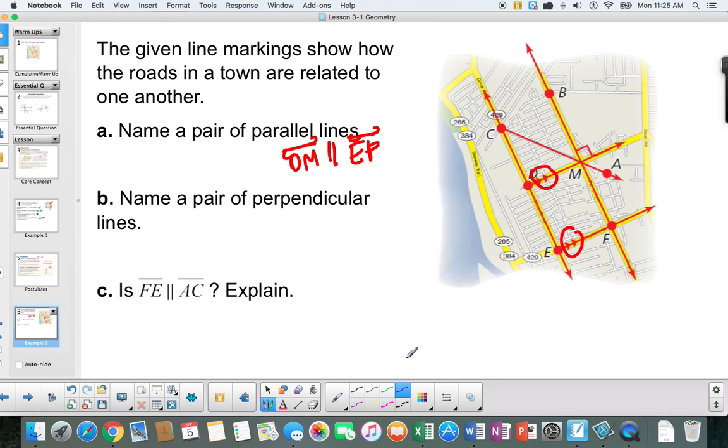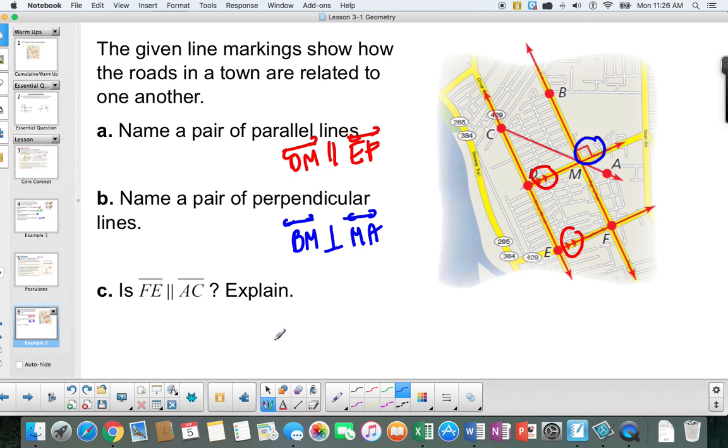Now I'd like to name a pair of perpendicular lines. Perpendicular, I'm looking for the perpendicular symbol right here. So I'm going to say line BA, BM, I need to say BM, is perpendicular, and then it's going to be this line, which I can say MA.